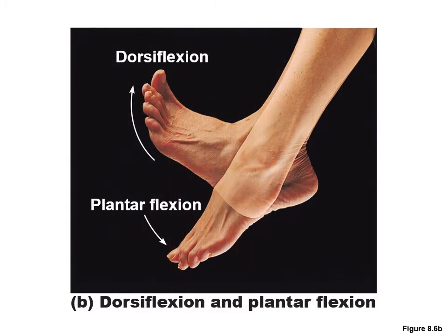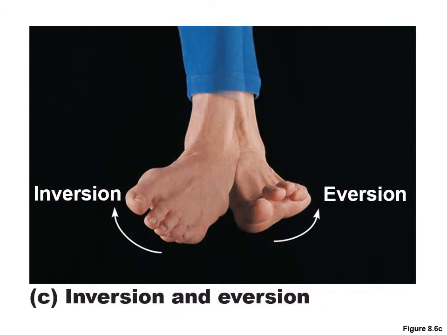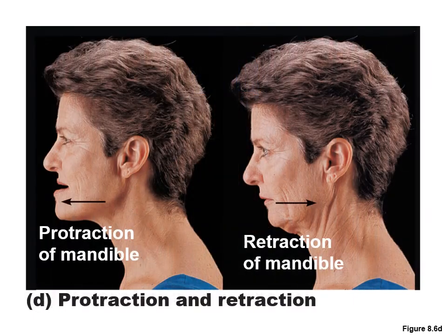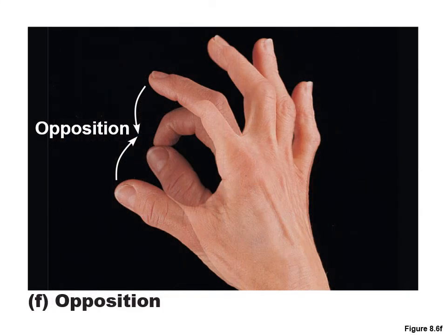Dorsiflexion, plantar flexion. Inversion, eversion, protraction, retraction. Ini pergerakan dekat kita punya rahang, tulang rahang. Elevation, depression, mandible, kita punya mandible. Okay, this is the special movement by our fingers, opposition.